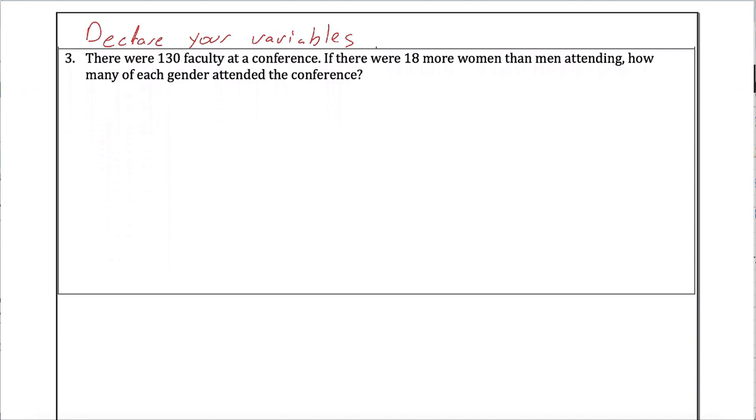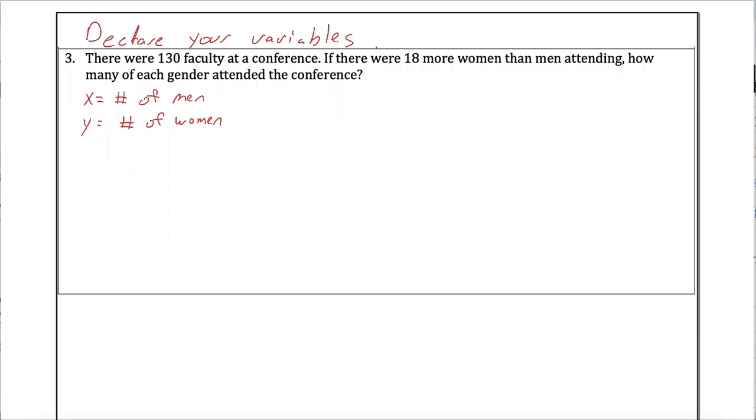So we'll start by saying that we don't know how many men there were. We can call that X. And we don't know how many women there were. We can call that Y. It does not matter which one we call X, which one we call Y. You certainly could have used different letters also.